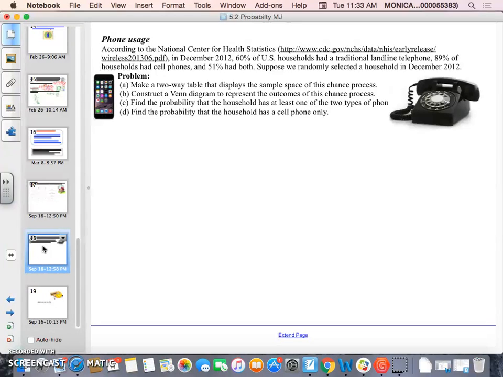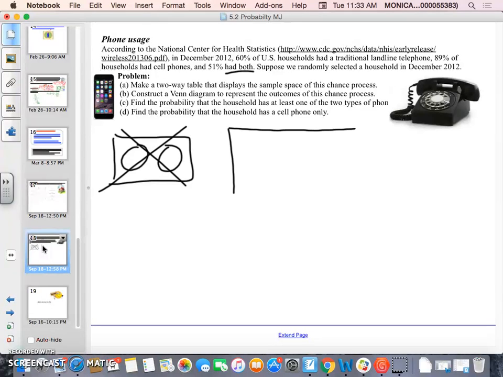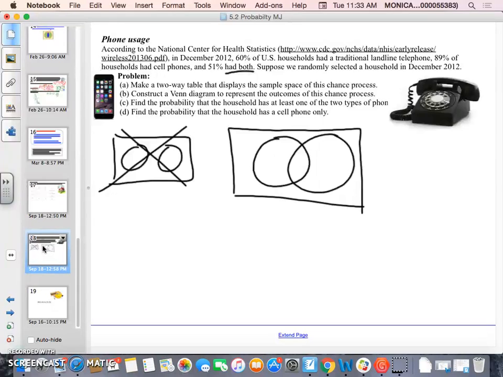So my Venn diagram is not going to look like this, because there's this keyword, both. So I know my Venn diagram is going to look something more like this, and this, okay? The first thing I'm going to do, though, is make my two-way table. So my two events are landline, we'll call that P of A, and the other event is cell phone. That's event B. And the question is, do they or don't they? Yes or no? And over here again, yes or no.